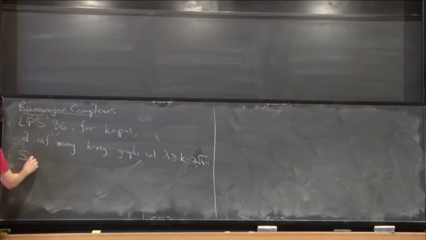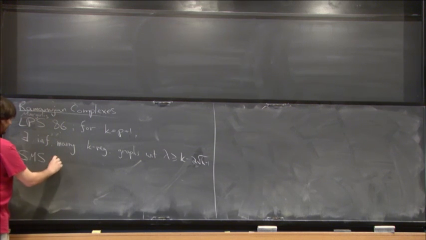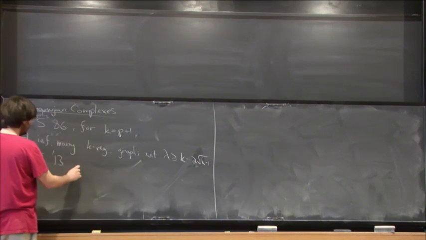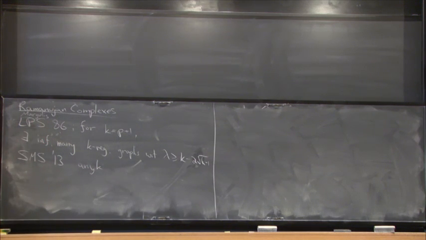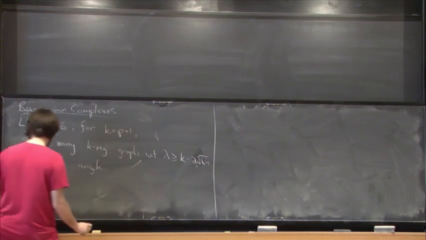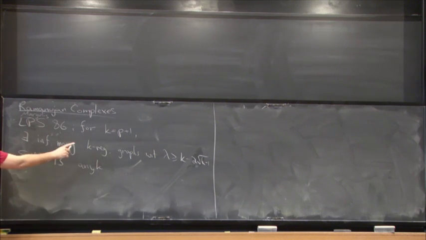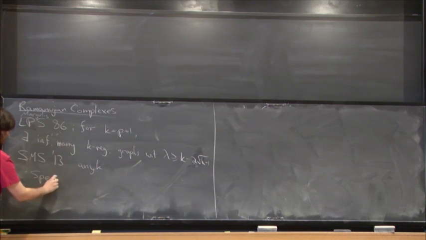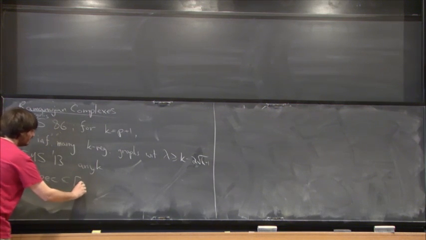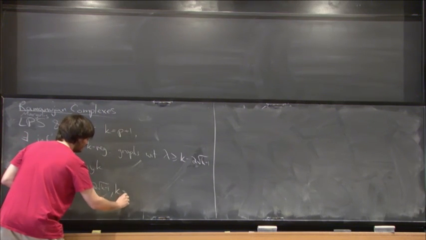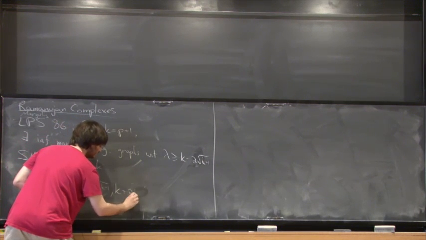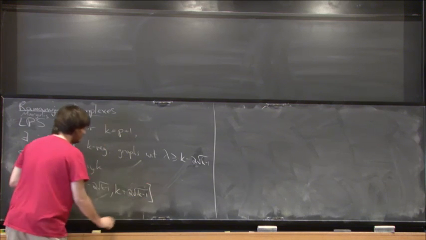So Spielmann, Marcus, and Srinivasova in 2013 did this for any K. So the question is, can you have... But it's even more than this. What's even more interesting is to have the entire spectrum inside K minus 2 square root and K plus. Yes. So this is still open in the general case.